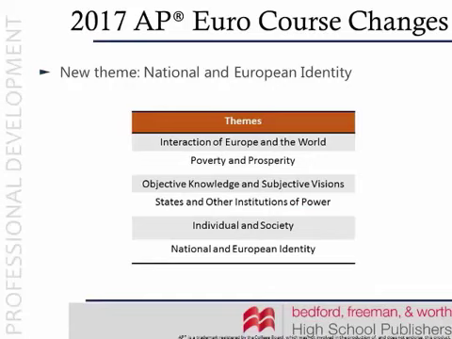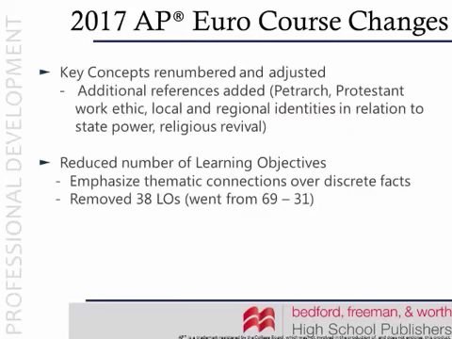Before we go on any further, it's important to note that the 2017 course update brought considerable changes to the AP Euro course. Beginning in 2017, you'll find a new theme, National and European Identity. So you now have a total of 6 themes, as you see here. Your key concepts have been adjusted and additional references were added. And the number of thematic learning objectives was reduced in order to emphasize thematic connections instead of facts.